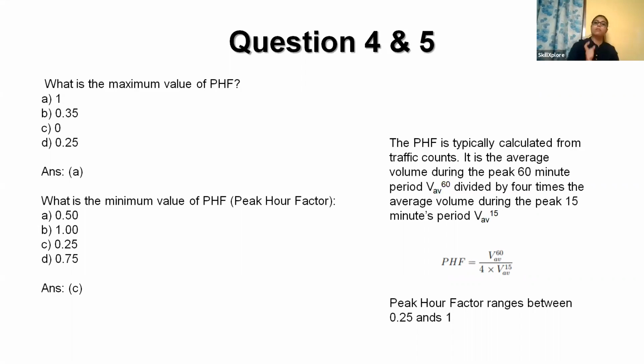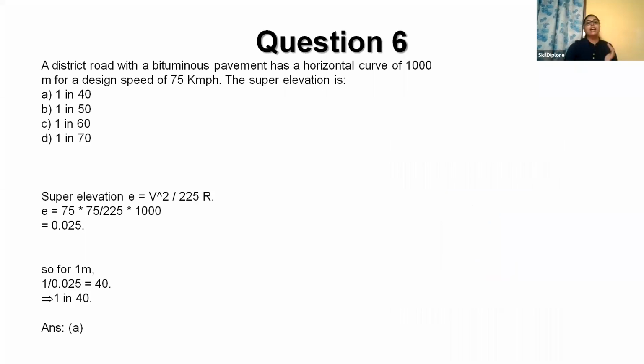From this range, we can identify what is the minimum value of peak hour flow and what is the maximum value of peak hour flow. So for the first question, that is the maximum value of peak hour flow, the answer is 1. That is option A. Minimum value of peak hour flow, the answer is 0.25. That is option C. Fine. So questions 4 and 5 are that.